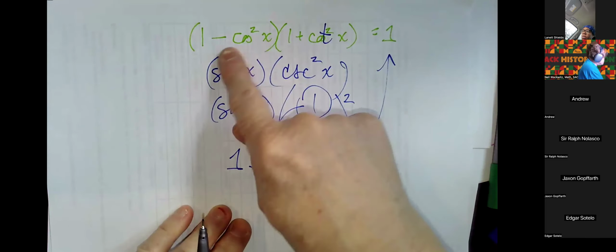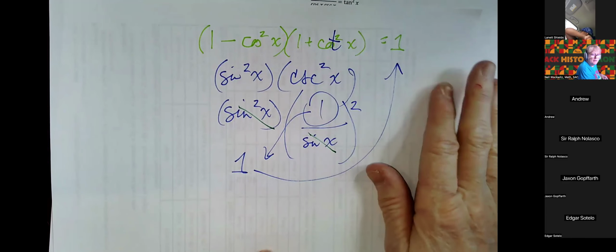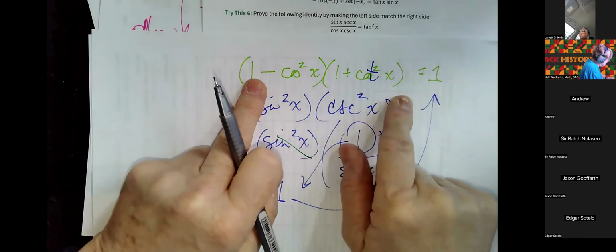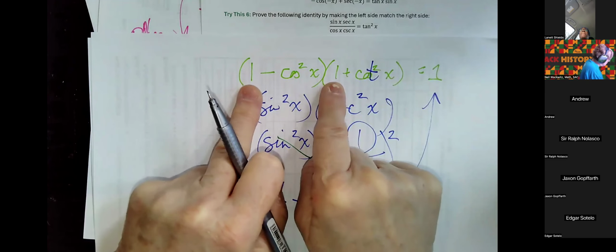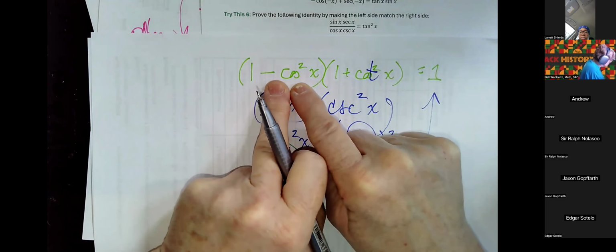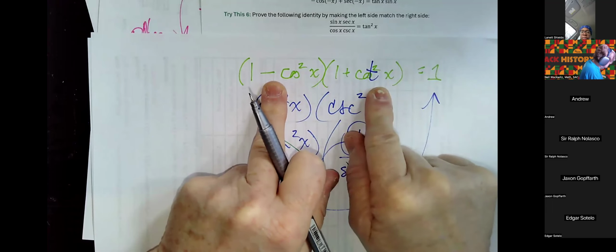Excellent. Let's do this one and say we forgot that trig identity or just didn't think of it. I just want to practice algebra. Oh, here's a better one for algebra. What I was going to do with this one was multiply it out, like using FOIL. So 1 times 1, 1 times cotangent squared, negative cosine squared times 1, negative cosine squared times cotangent squared. And it's a lovely big mess. And then you end up with 1 anyway.